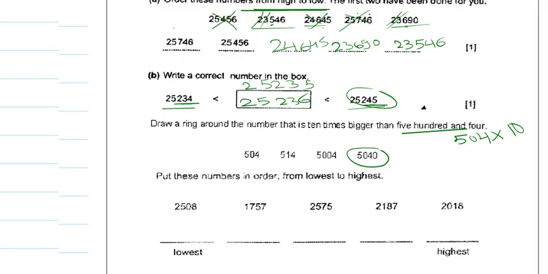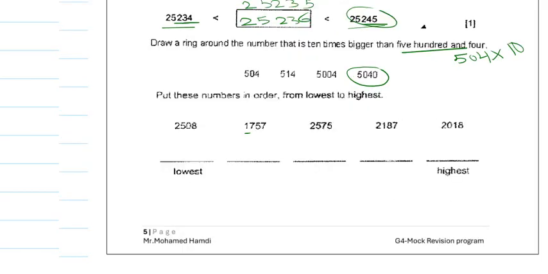Put these numbers from the lowest to the highest. Let's check the numbers. You will find that the lowest number is 1,757. After that, let's check the thousand place value. All of these numbers have 2 in the thousands. So let's check the hundreds place value. You will find that we have 0 here. So this number is the smallest number. 2,018. Cancel it. You will find another number here, 2,187.